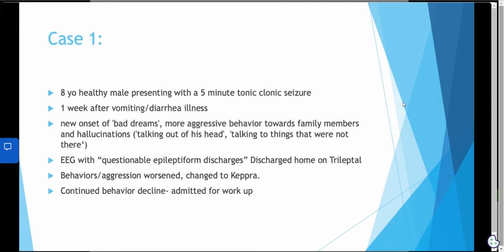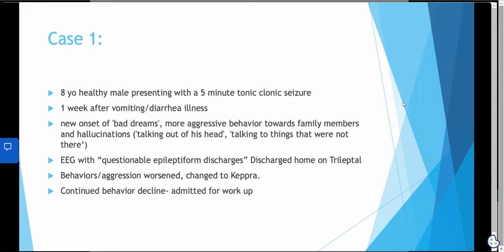So I just wanted to end with a few cases to highlight a few of the things we've talked about today. The first is an 8-year-old male. He presented with a 5-minute tonic-clonic seizure. It occurred about a week after a gastrointestinal illness with vomiting and diarrhea. His initial onset, his mom described as these bad dreams.